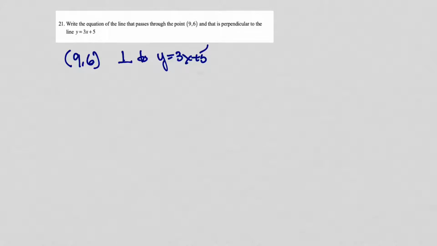Now, we know that perpendicular lines have negative reciprocal slope. So the slope here is 3. That means the slope of the line that's perpendicular to it is, now I'm going to write this 3 as 3 over 1. Then to get the perpendicular, we're going to flip this over, take its reciprocal, 1 over 3, and change the sign. Because it started out positive, it will now be negative, and instead of 3 over 1, we'll write negative 1 over 3. Now we've got this point and this slope.